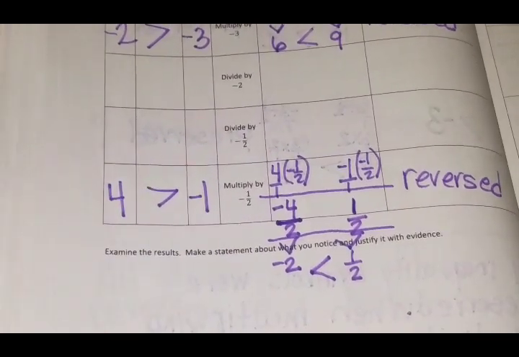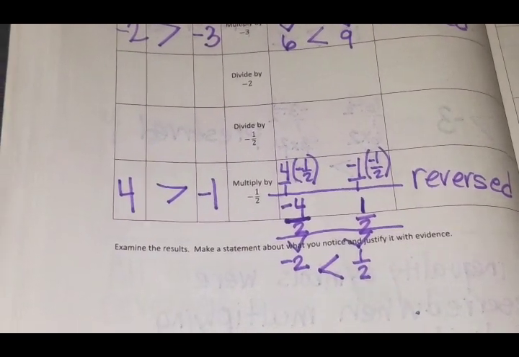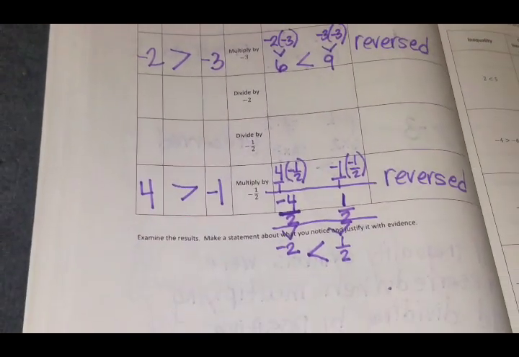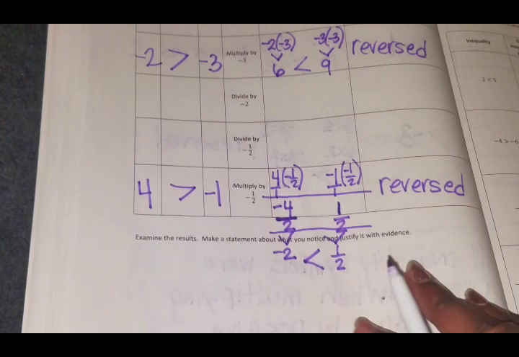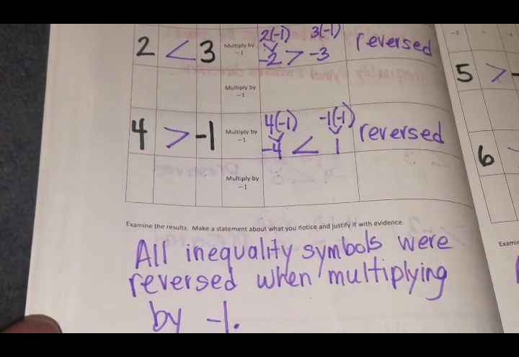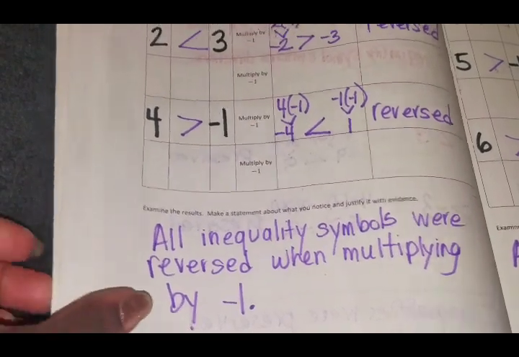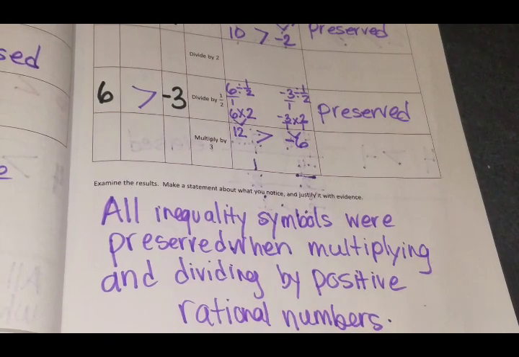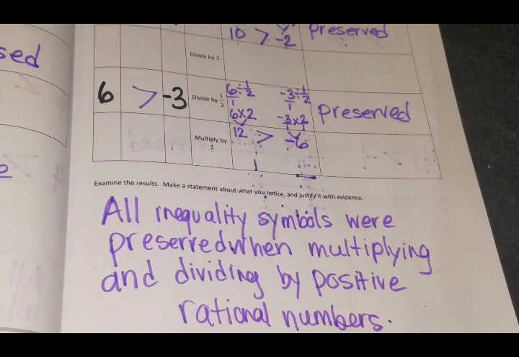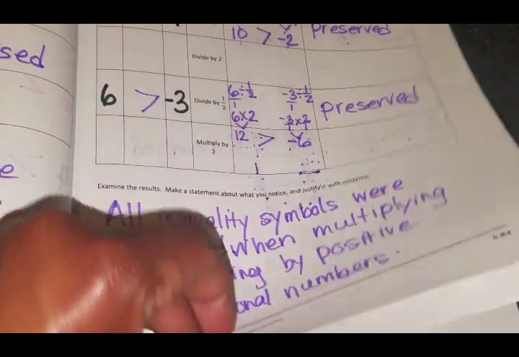All right, make a statement here. And I'm not going to write that one down. I want you to try to write that yourself in your notes. And we will check it in class and try to model it just like we wrote here. We wrote all inequality symbols were reversed when multiplying by -1. All inequality symbols were preserved when multiplying and dividing by positive rational numbers.